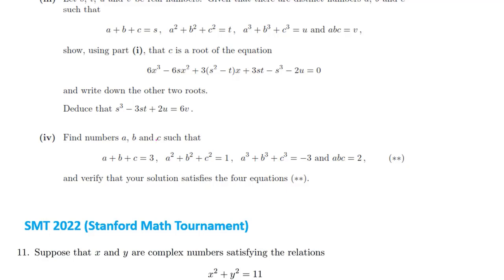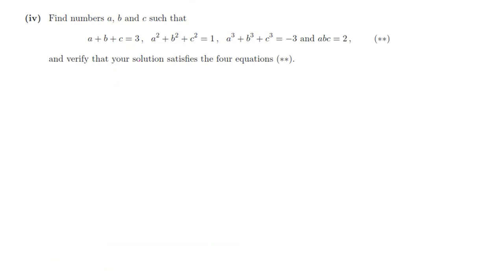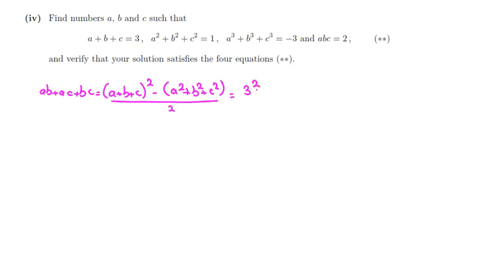For part 4, it says find numbers a, b, c such that we have this, and verify that your solution satisfies the 4 equations in double star. Okay, so for this one, we want to create a polynomial whose roots are these. So we know a plus b plus c is 3, so we want to find ab plus ac plus bc first, which is a plus b plus c squared minus a squared plus b squared plus c squared, all over 2. So it is 3 squared minus 1 over 2. 9 minus 1, 8 over 2, 4.